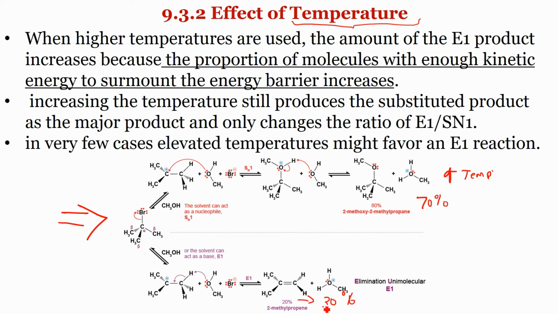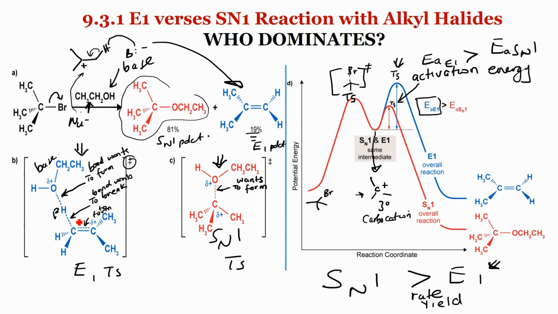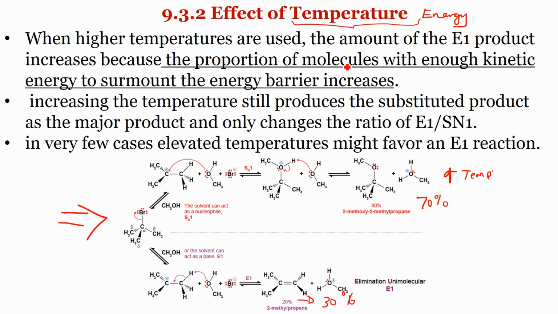The reason why E1 will start showing up more is because you're giving energy which will help this process of bond breaking and bond forming. So an increase in temperature does not make E1 win over SN1. Increasing the temperature will still produce the substituted product as the major. SN1 will still win and it only changes the ratio of E1 and SN1, which means you'll see a little bit more of E1 than before and a little bit less of SN1. In very few cases, elevated temperature might favor E1. In fact, I would say it's very rare. It's seldom. Very rare.